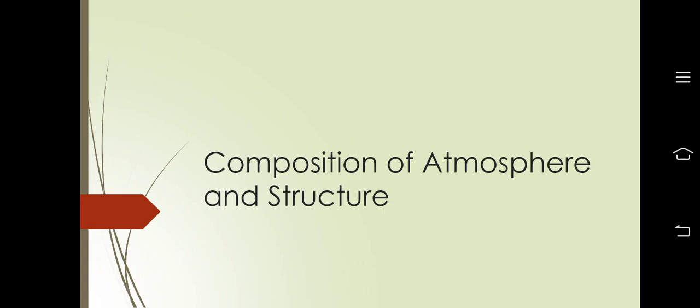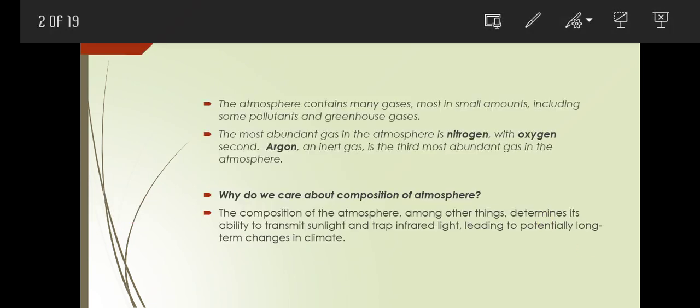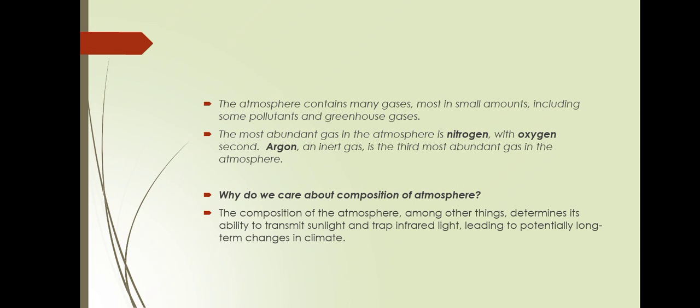So today, the topic of our lecture is the composition and structure of the atmosphere, and the main topic is the three-layered structure of the atmosphere. Before moving towards the layered structure, I'm going to give you a basic 3 to 4 line overview of the atmosphere. Our atmosphere contains many gases, most in small amounts, including some pollutants, some greenhouse gases, and many gases in trace amounts.